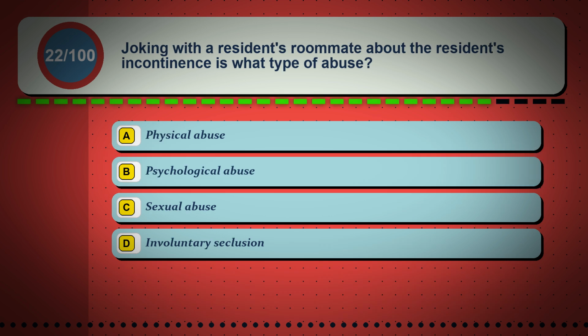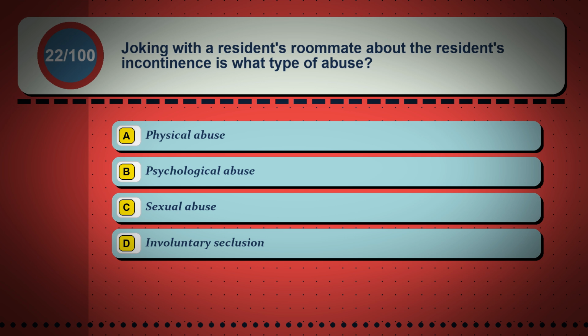Question 22. Joking with a resident's roommate about the resident's incontinence is what type of abuse? Option A. Physical abuse. Option B. Psychological abuse. Option C. Sexual abuse. Option D. Involuntary seclusion.